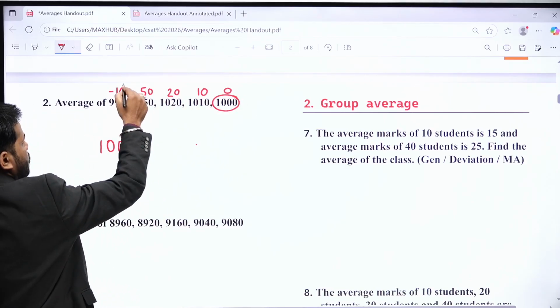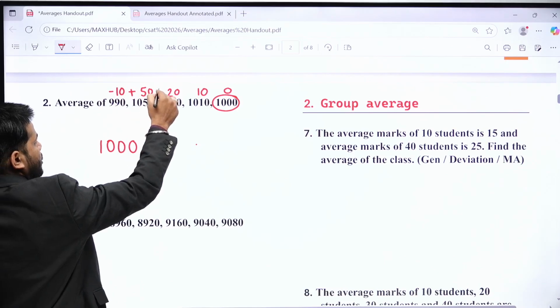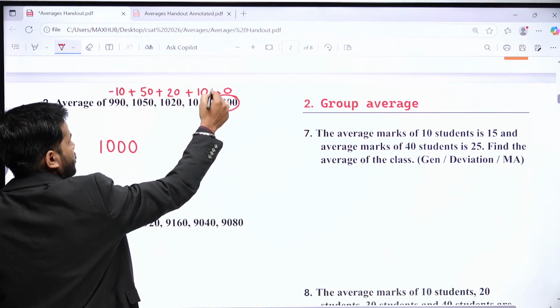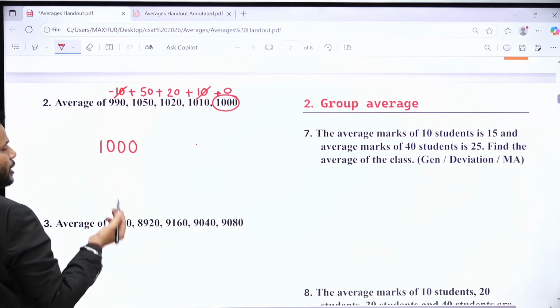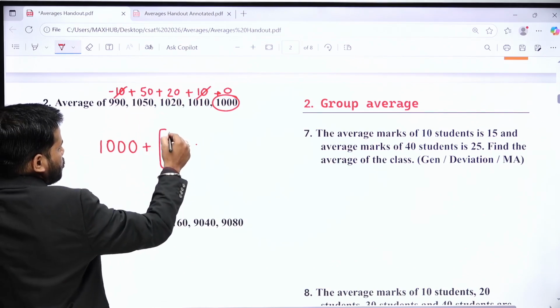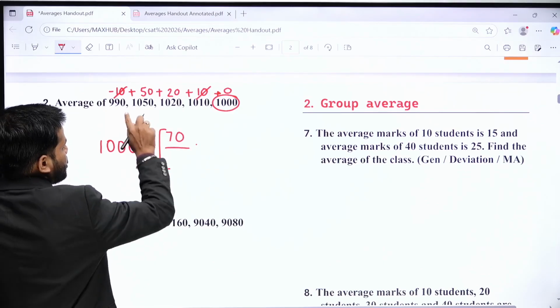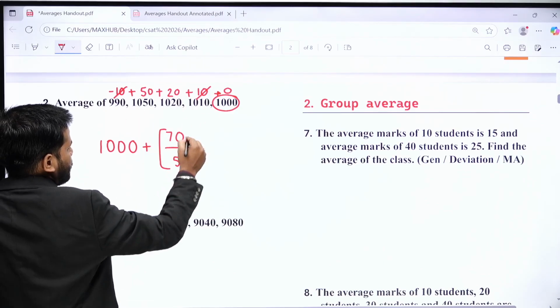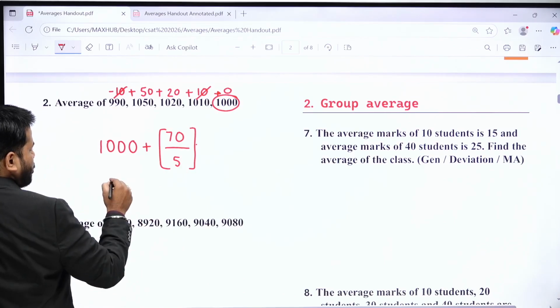Sum them up, you add them up. Once you add them, what will happen? This 10 and this minus 10 will get cancelled out. 50 plus 20 will be 70. So once you know the 70 is the sum of the deviation, how many numbers are there? 5 numbers. So 70 by 5 will be 14.